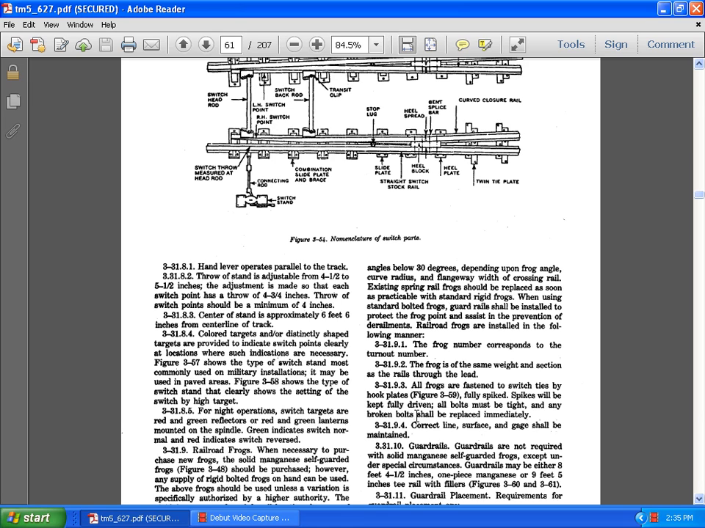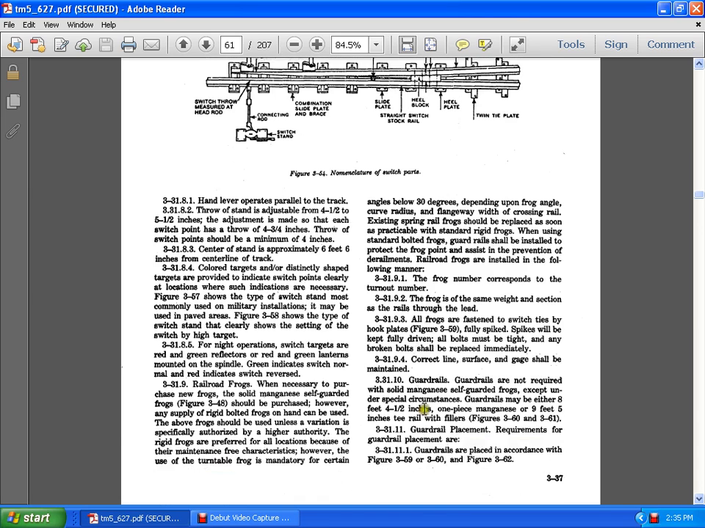For night operation, switch targets are red and green reflectors, and green lanterns are mounted on spindles. Green indicates normal, red indicates switch reverse. 3.3.1.9 Railroad frogs. When necessary to purchase a new frog, the solid manganese self-guarded frog should be purchased. However, this applies to rigid bolted frogs that have been used, and the above frogs should be used unless variation is specifically authorized by higher authority. The rigid frog is preferred at all locations because of its maintenance and characteristics.